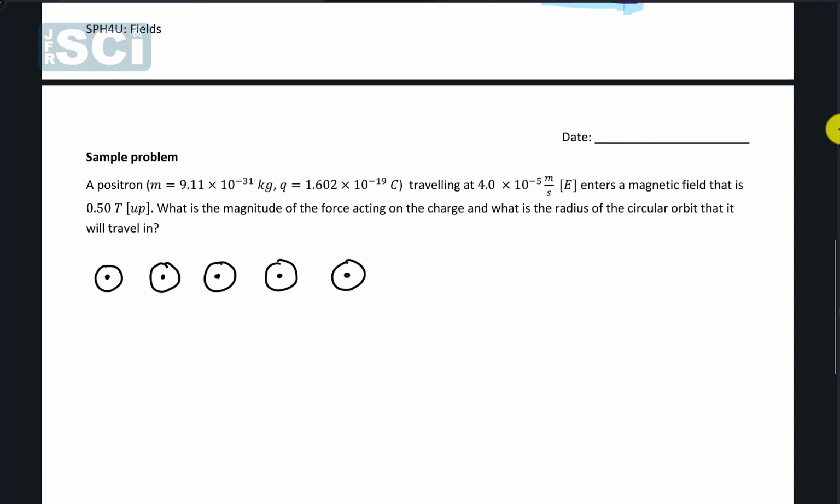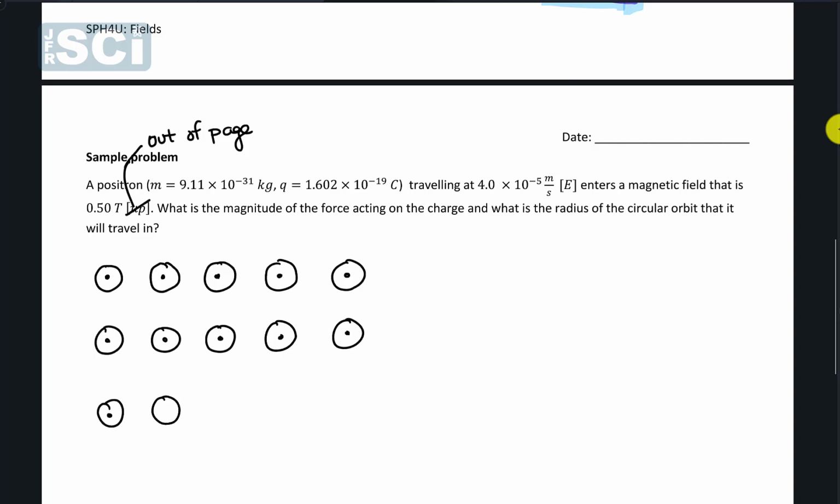And I'm going to make this, instead of up, I'm going to make it out of page. And let's keep drawing our magnetic field. So it's many, many, many arrows. You know that it's not just one arrow. If it's a uniform field, there's more than just the one field line.